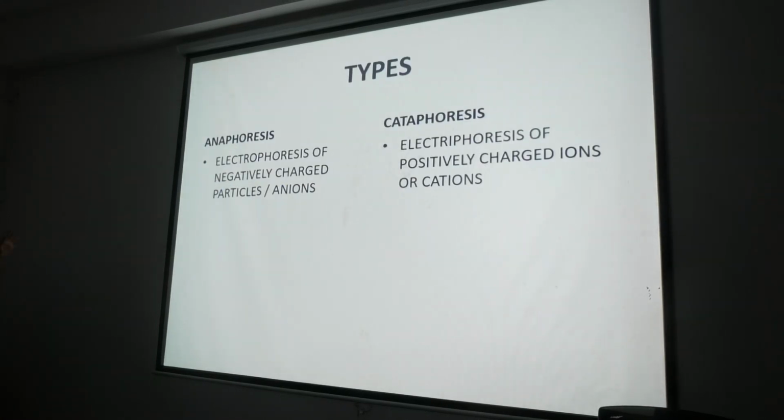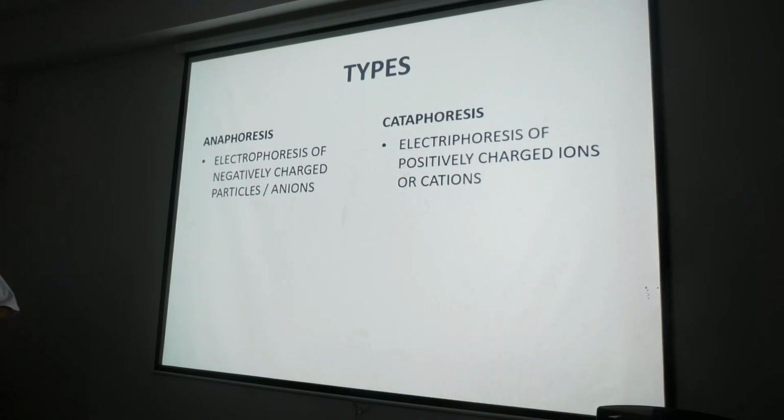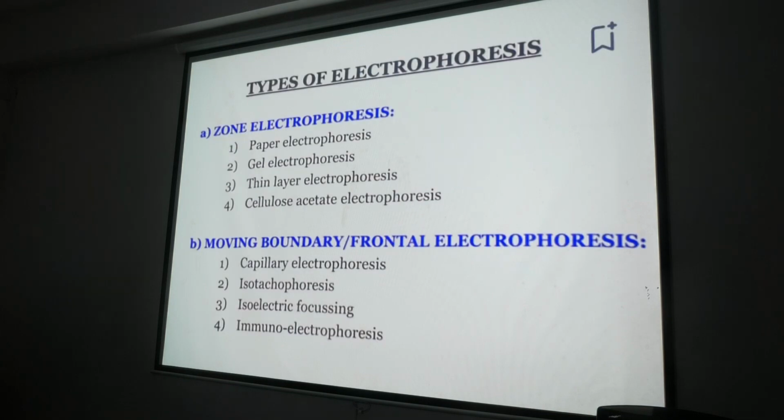Basic types: anaphoresis and cataphoresis. Anaphoresis means electrophoresis of negatively charged particles or anions. Cataphoresis means electrophoresis of positively charged ions or cations.